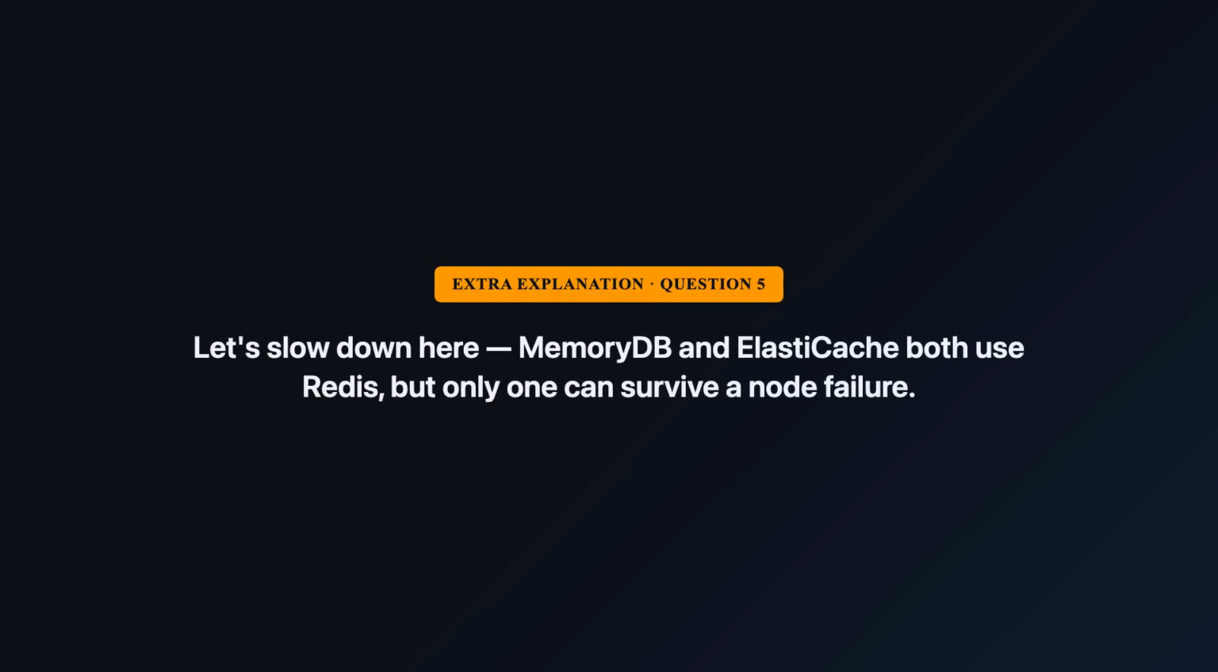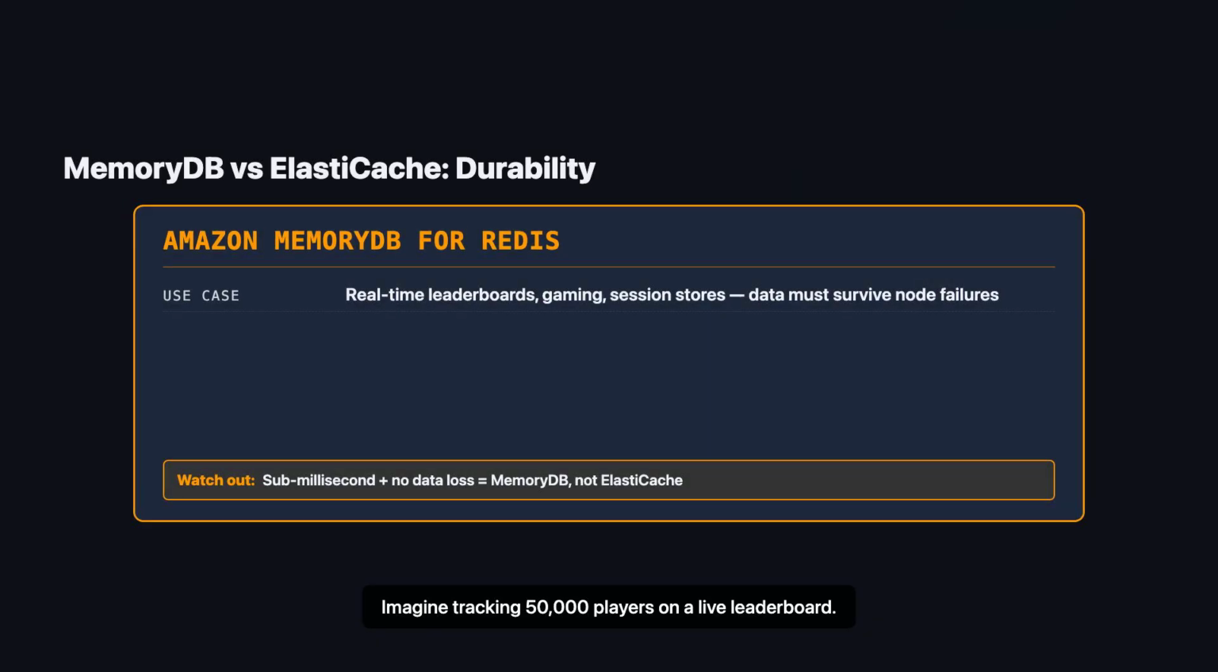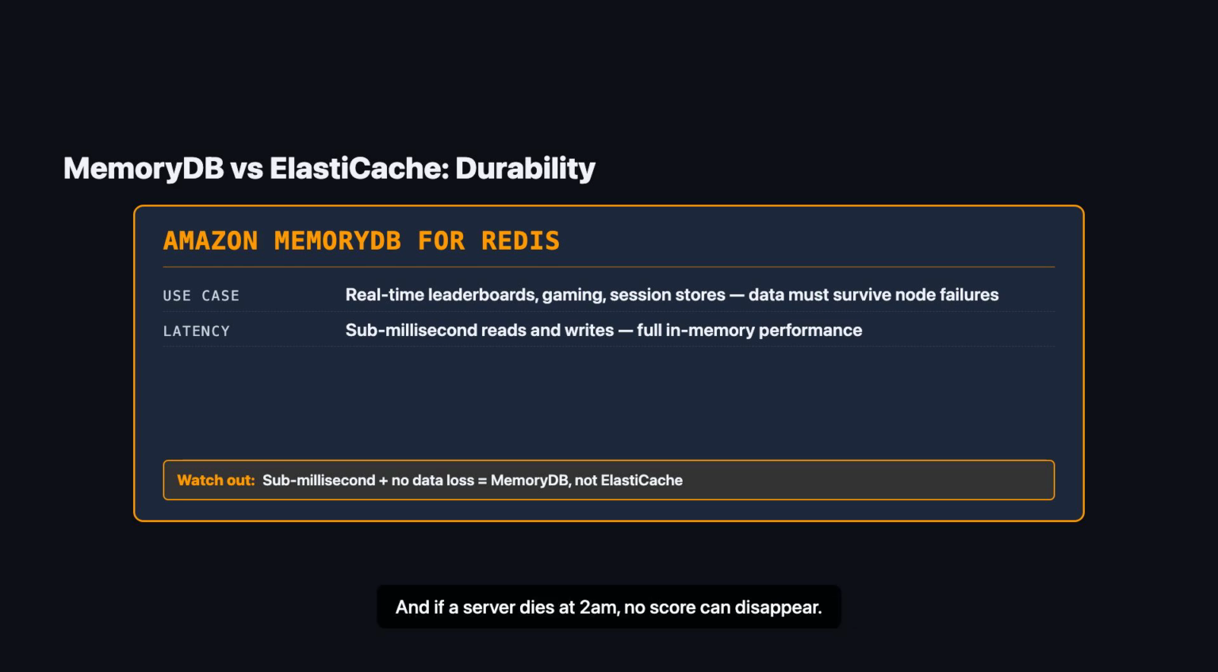Let's slow down here. MemoryDB and ElastiCache both use Redis, but only one can survive a node failure. Imagine tracking 50,000 players on a live leaderboard. Every point scored must register in under a millisecond, and if a server dies at 2 a.m., no score can disappear. That's the trap here.